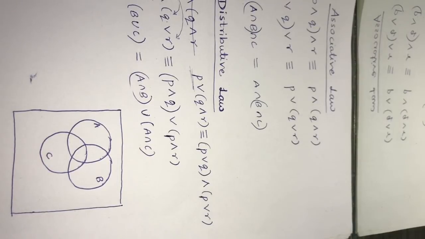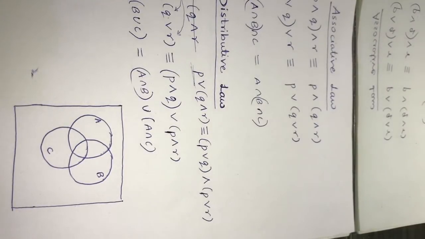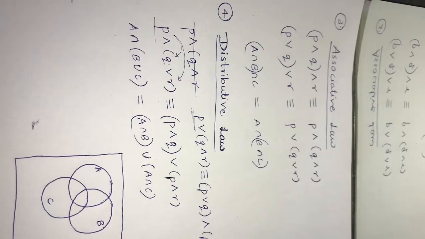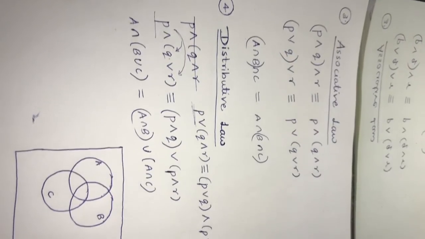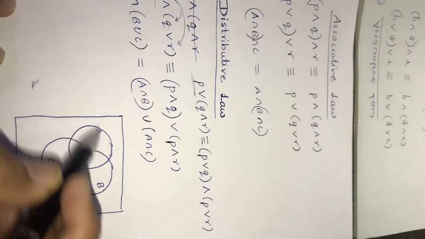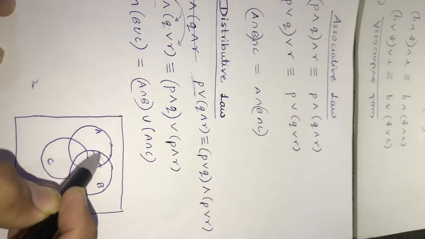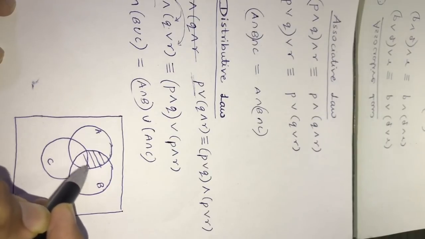Okay, so distributive law in set theory, I can show it this way. The law is A intersection (B union C) is the same as (A intersection B) union (A intersection C), right? So I will show it this way using a Venn diagram. A intersection B. See, this is A intersection B, right? This is A intersection B.